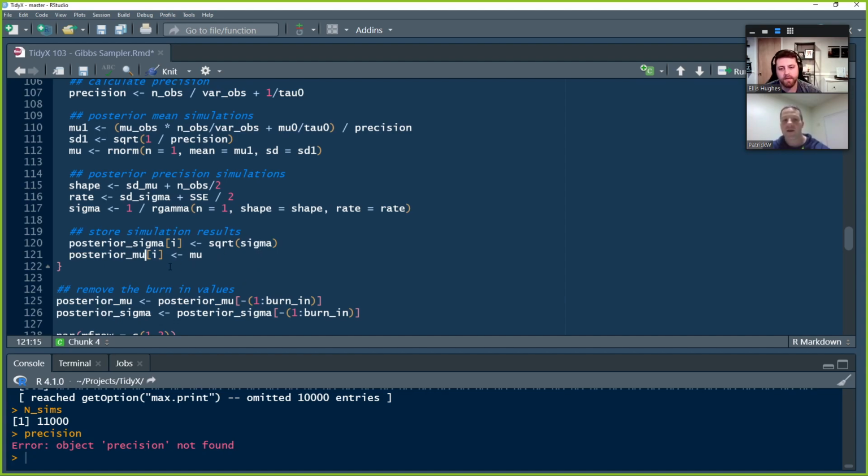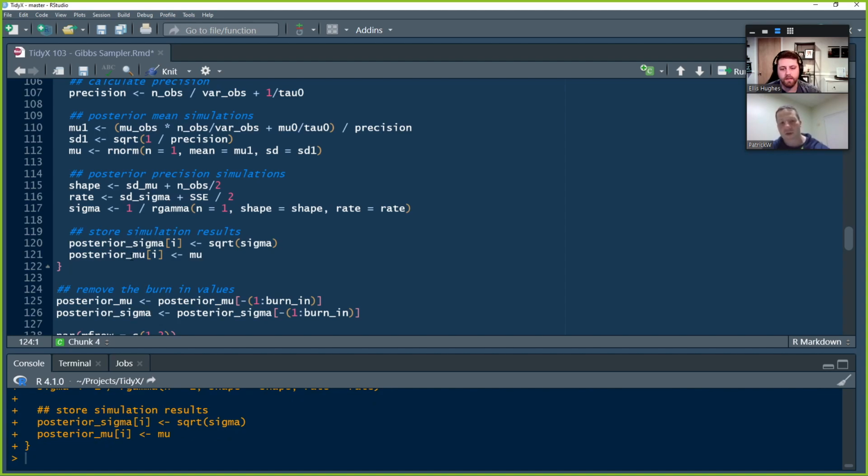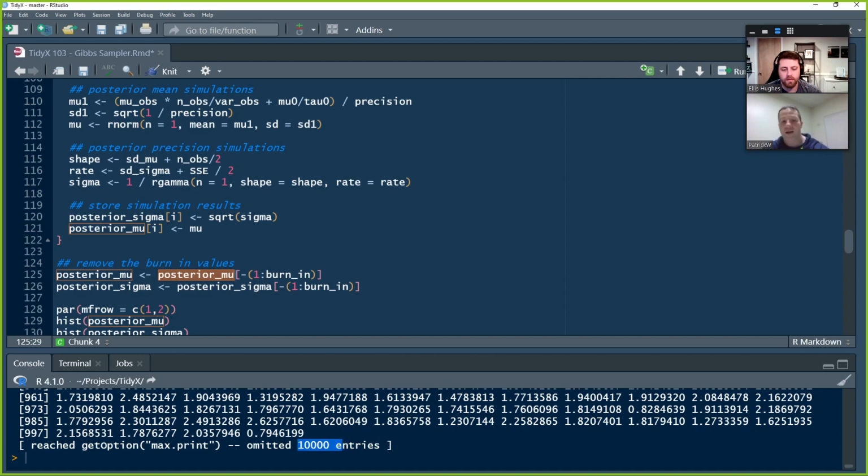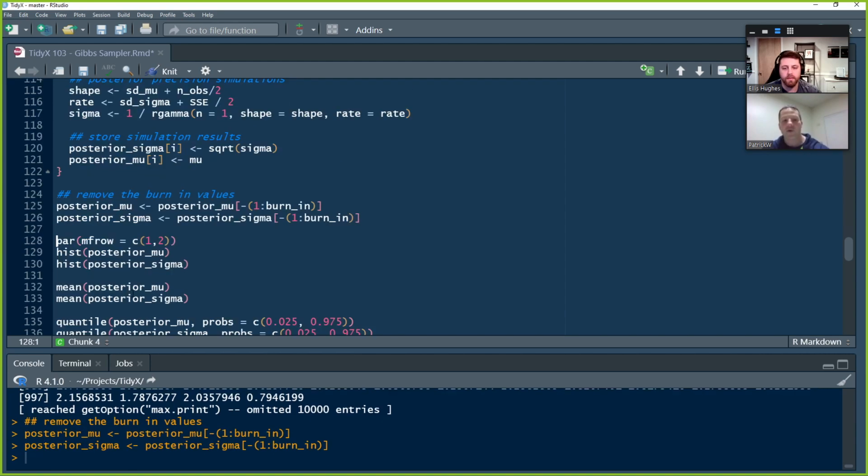So if we take the square root of that, we're going to store that in this posterior sigma. That's going to be our posterior standard deviation. And the mu that we calculated, we're going to store that in our mu. This runs super fast. And now we have 11,000 posterior means and standard deviations. We're going to minus the burn-in rate, so minus the first 1,000, which we specified earlier. And now we have posterior distributions.